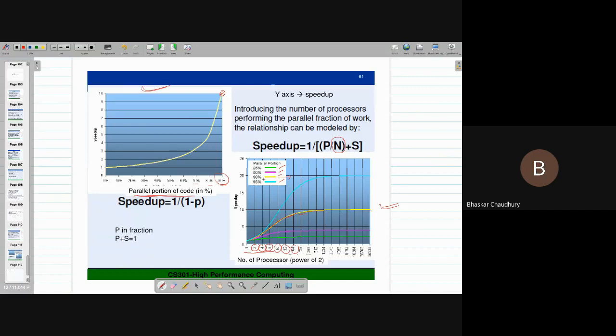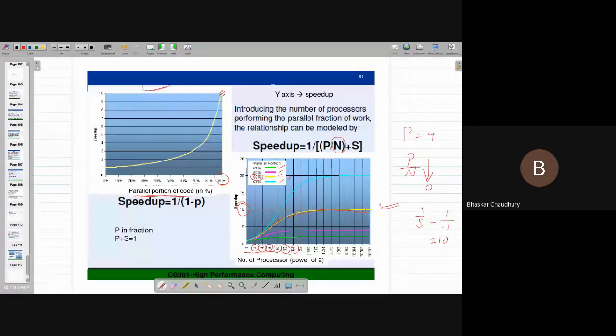Why? Because of this number. This number is 90% here, so p is 0.9. Finally, if I keep on increasing my n, p by n will keep on decreasing and may finally go to 0. So finally it becomes 1 by s. s is 0.1 here, so 1 divided by 0.1 is 10, and that is where you are saturating. You can see the saturation at 10.